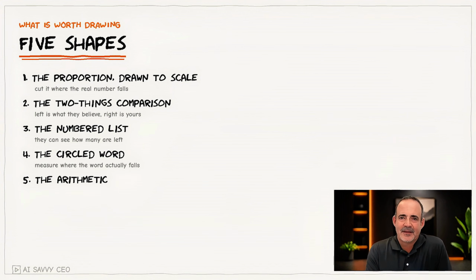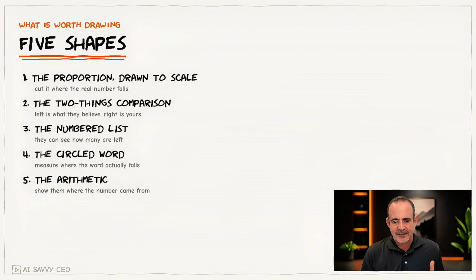5. The arithmetic. Two real numbers, a rule underneath, the answer in the accent color. Anytime you're claiming something took a certain amount of time or cost a certain amount, show the subtraction. It's the difference between telling somebody a number and showing them where it came from.